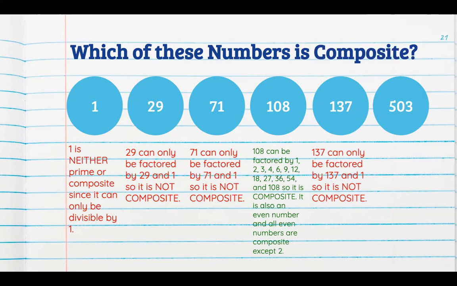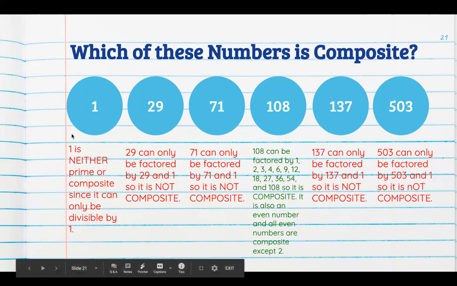137 is not composite because it can only be factored by 1 and itself, and 503 is not composite either because it can only be factored by 1 and itself. So that means the only number that is composite in this sequence is 108, and the rest of these numbers are prime besides 1, because remember, 1 is neither prime nor composite.